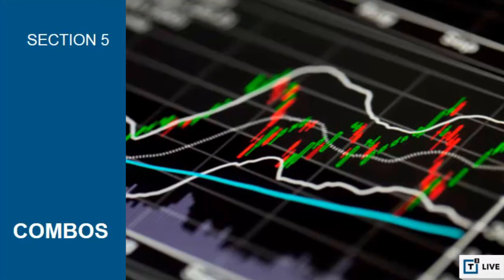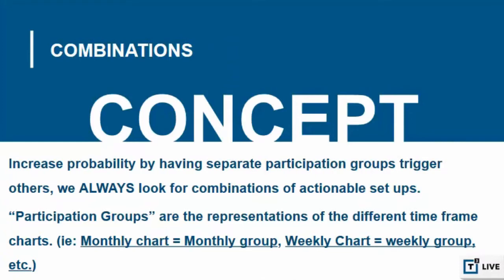Section 5, combos, combinations. Increased probability by having separate participation groups trigger others. We always look for combinations of actionable setups. By participation groups, I mean the representations of different time frame charts. So anybody who's traded whatever we're looking at during the present month is the monthly participation group. Anybody who has traded it this week is the weekly participation group, etc. Anybody trading today is the daily participation group. And that's why that 60 minutes is important. It represents a 60-minute participation group.